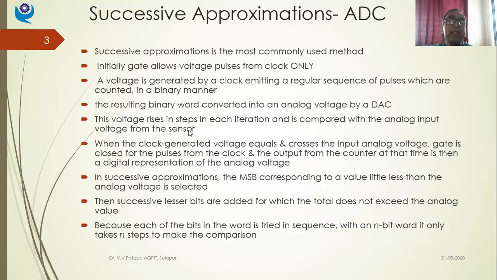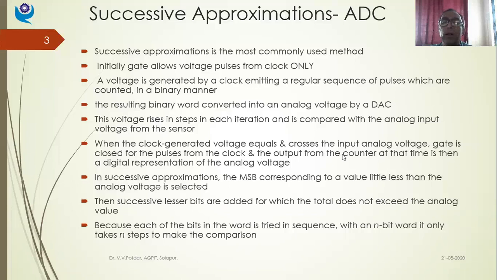The voltage rises in steps in each iteration and is compared with the analog input voltage from the sensor. So this comparison constantly happens, iteratively. When the clock generated voltage equals and crosses the input analog voltage, the gate is closed to the pulses from the clock.